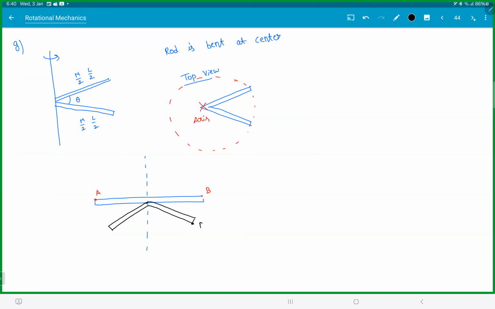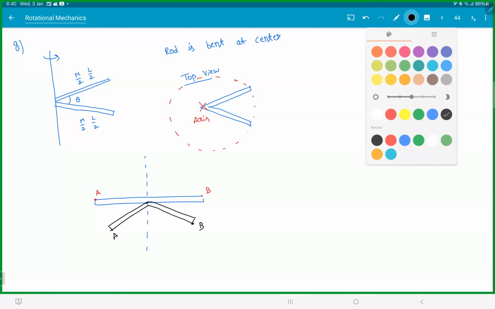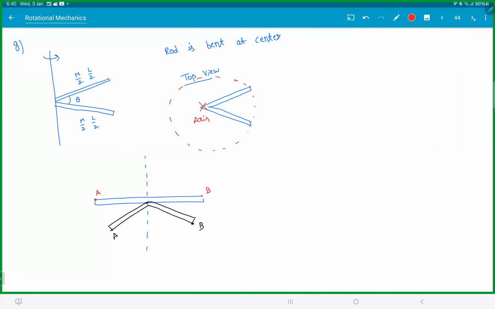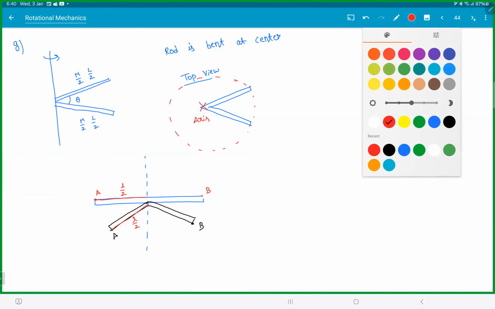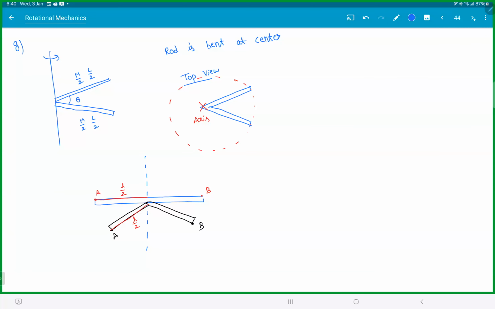In doing so, this point became B and this point became A. Did the perpendicular distance change? This distance is L by 2. This distance is L by 2. It is in the same plane, isn't it? So it doesn't matter. It is still ml square by 12. So when you bend the rod, you're not changing the perpendicular distance.